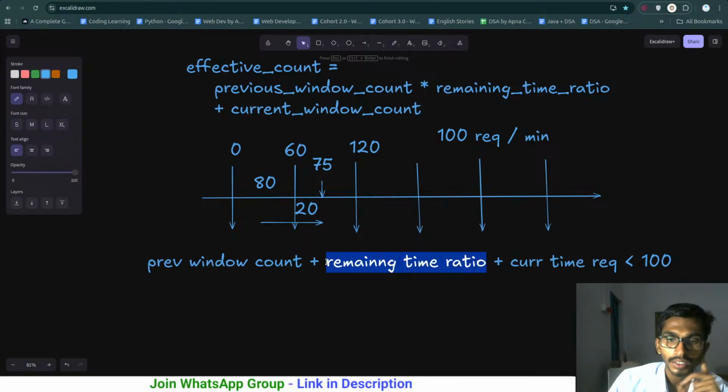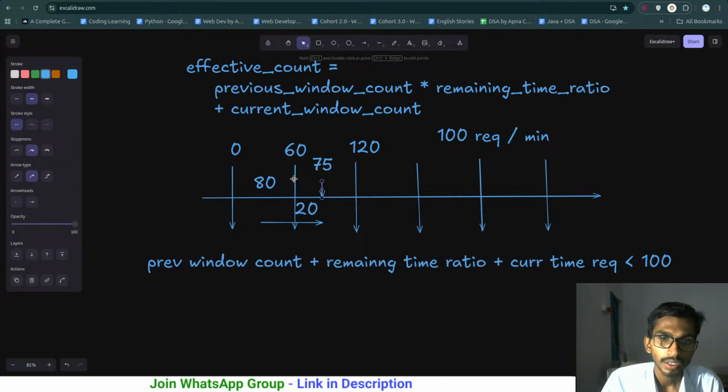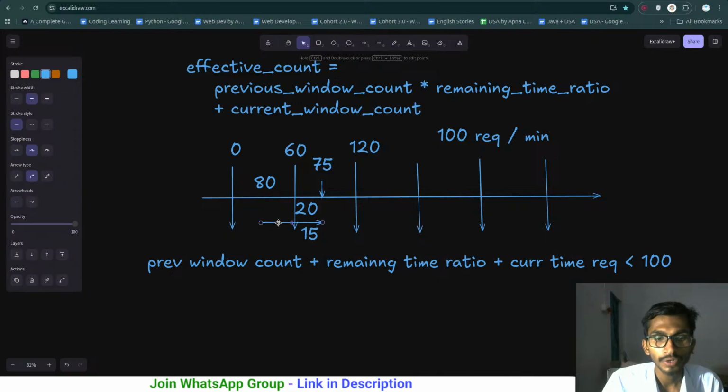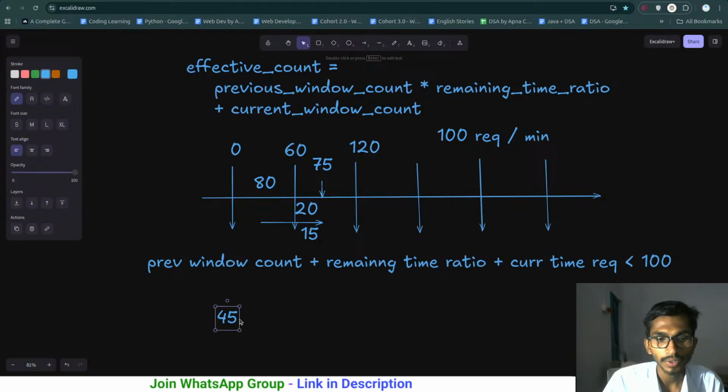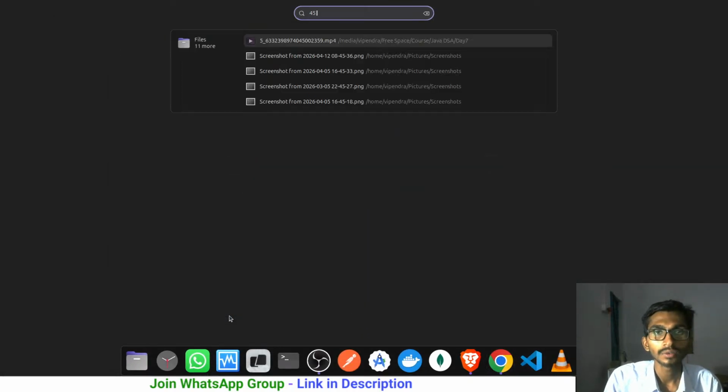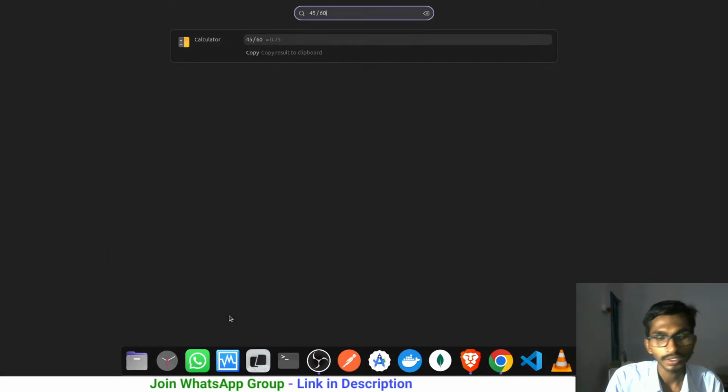What is the time that has passed? The current time is 75, the previous starting time was 60. So 75 minus 60, that simply means 15 seconds have passed over here. Overall the window that we are maintaining is a 1 minute window. Hence 60 minus 15, that's going to be 45 seconds that are in the previous window. And if we get the percentage, 45 seconds means what? 45 divided by 60, so we get 0.75 here.